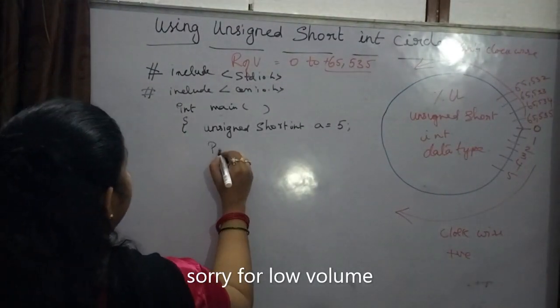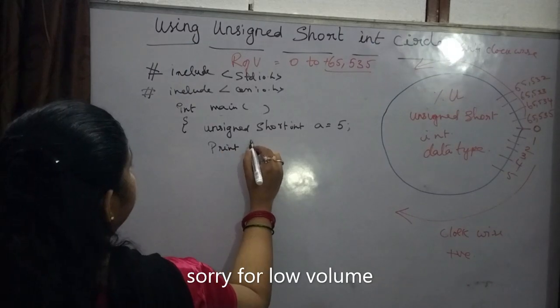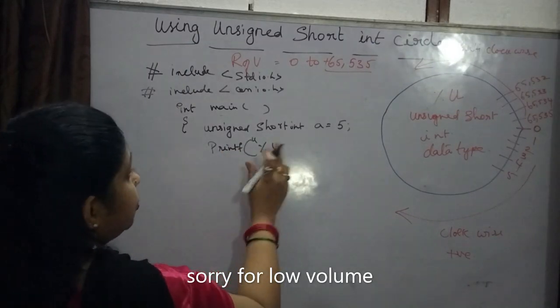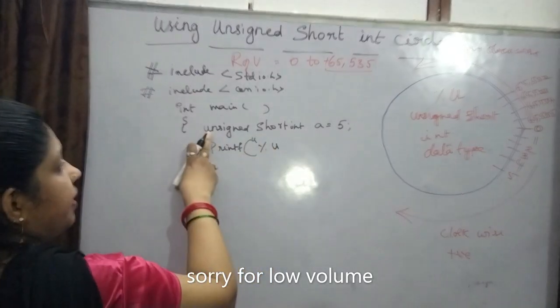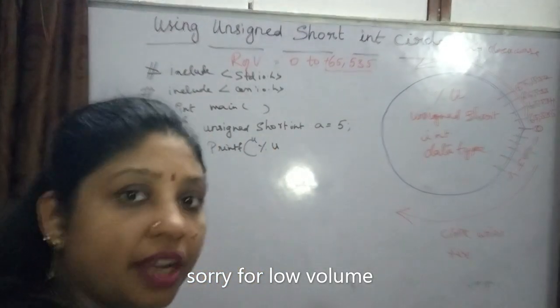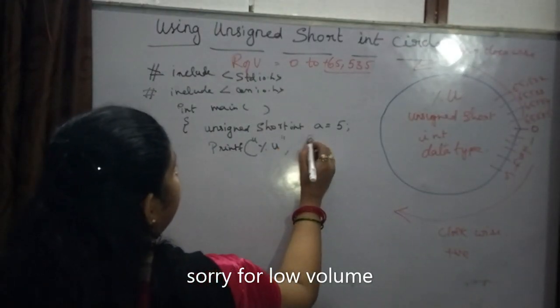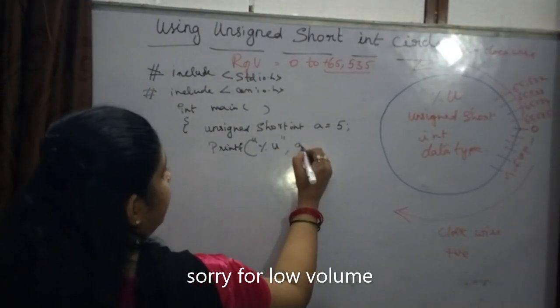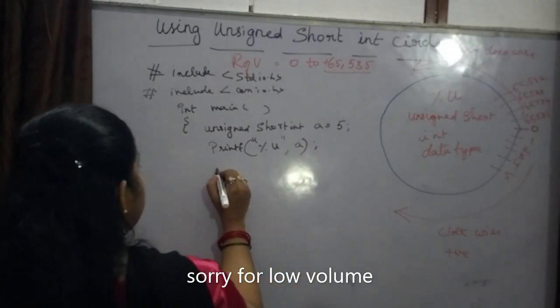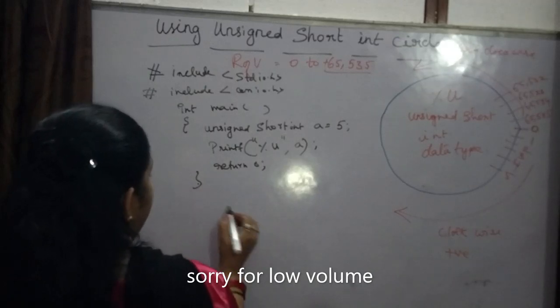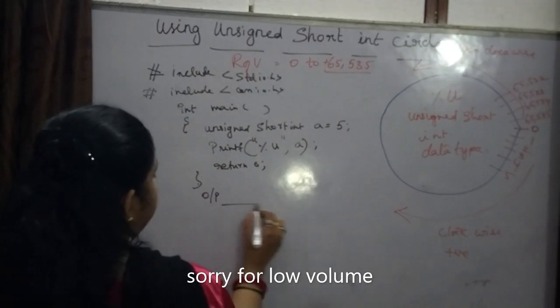Now I will say printf, %u, because the format specifier for unsigned is u. Okay. Now close it, and the value is a. Okay. Next return. Okay. Now close it. Now what do you think the output for this will be?